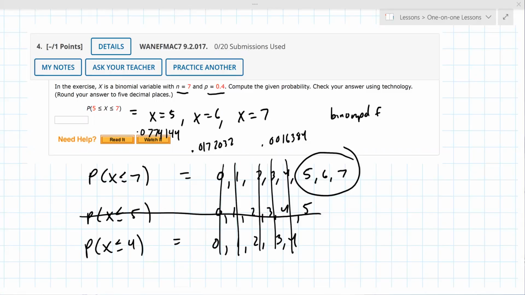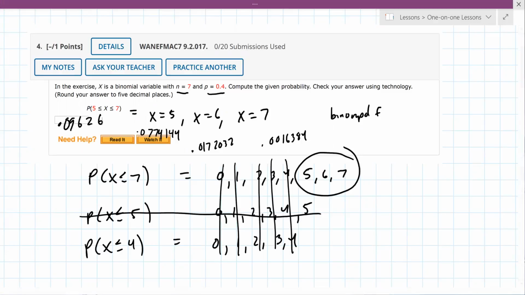Yes, it wants 5 decimal places again, so I'm gonna write it out. It's 0.09626. Yeah. All right. Okay, number 5. Moving through this relatively quickly.